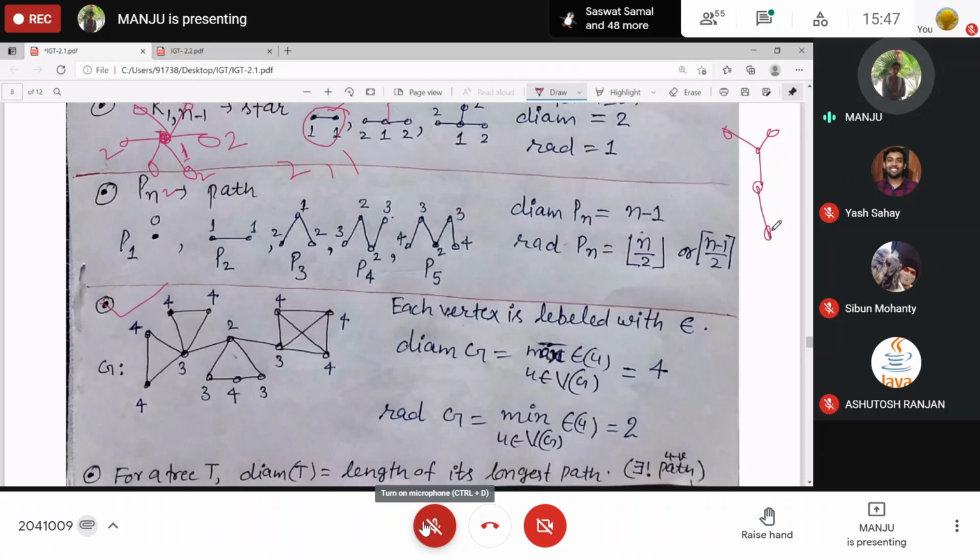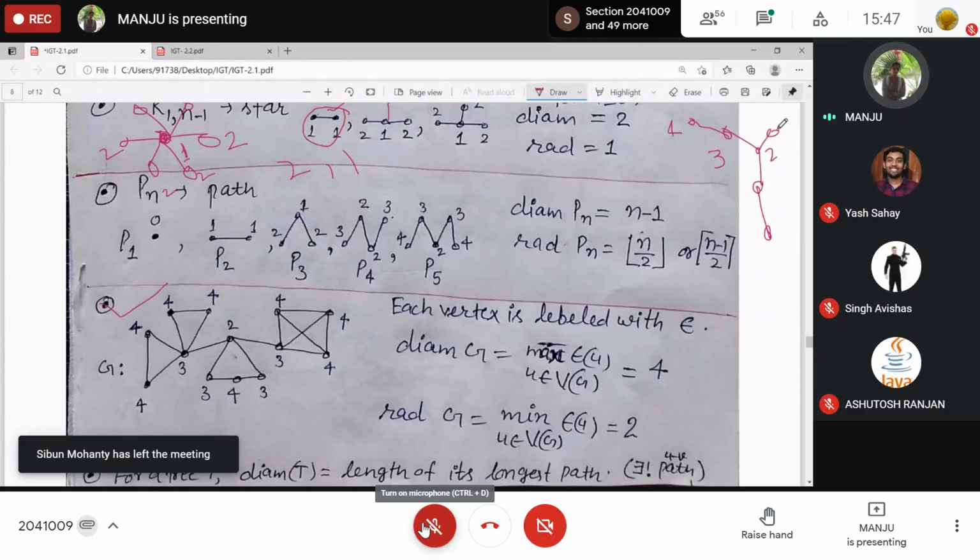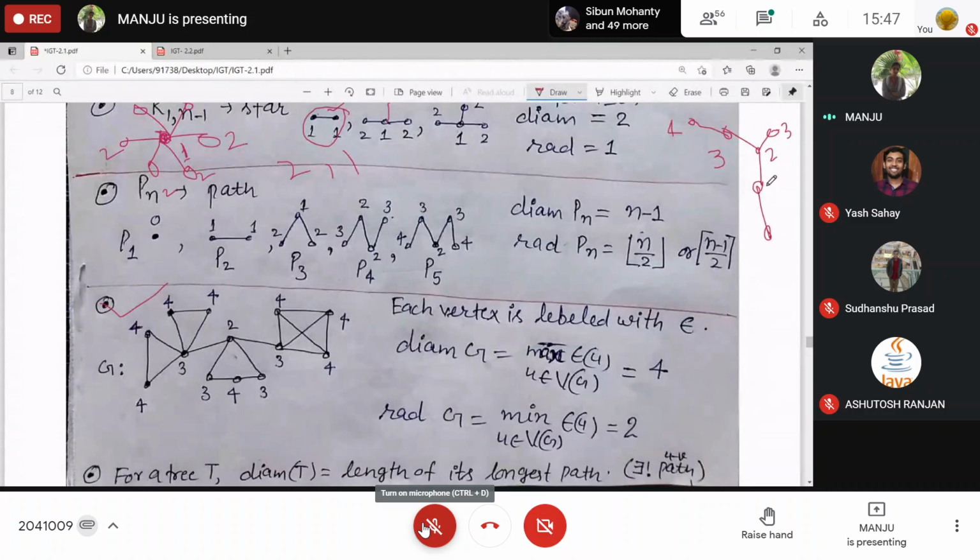Eccentricity of this one will be 3, right? And if we just do this one, then it will be 4, right? Now it's 4. For this one again, it is 2. For this one, 3. For this one, 3 again. 1, 2, 3. For this one, 4. Okay. Diameter is what? 4. Radius is what? 2. Clear?